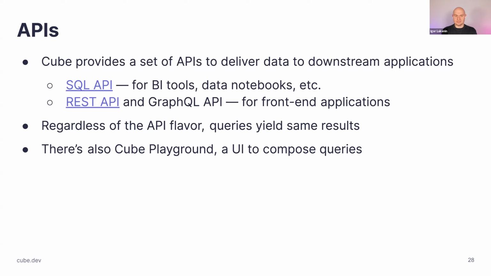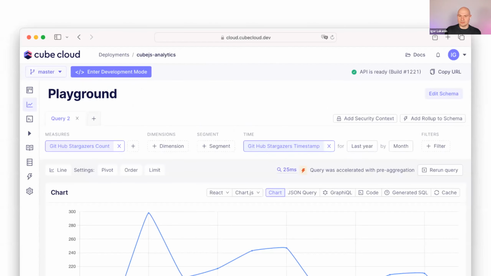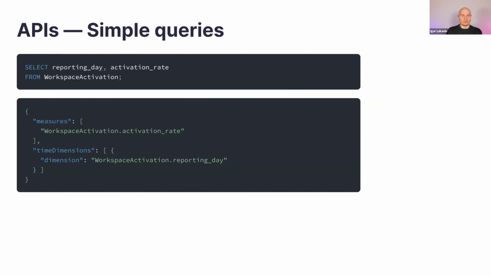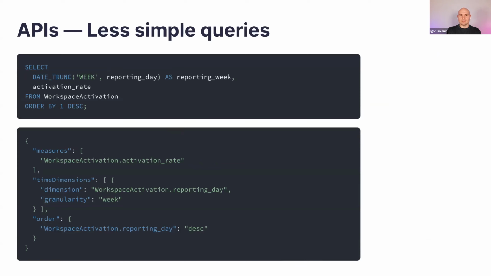And as you already saw in a few slides, there is this Cube Playground where you can preview or debug your queries. You can do this in the UI, or you can write it by hand, and you'll get consistent results. And here on the slide, you can see maybe one of the simplest queries that you can write with a SQL API or REST API. It can get more and more complex, but as you can probably see, the query that you send to the SQL API here is very readable, and I would say very much in the form and shape that I would personally compose.